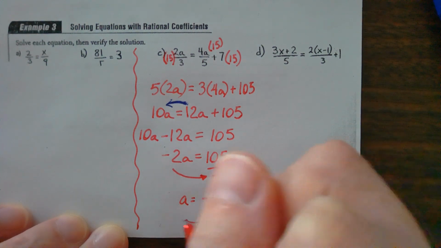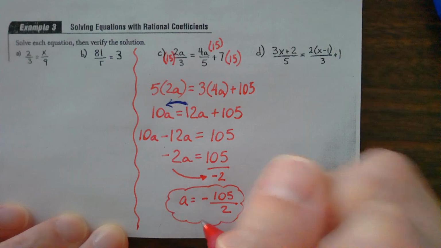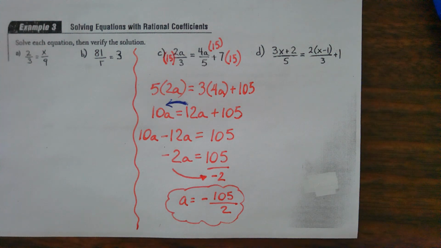I don't like decimals, so you can just leave it as a fraction like this because it doesn't go in evenly. Right, Ariana? Yeah. I got that.